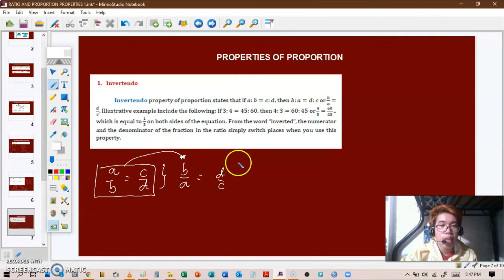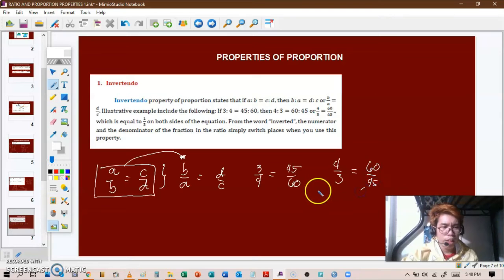Okay, so for an example, we have here 3 is to 4 is equal to 45 over 60. And therefore, if we invert it, 4 over 3 is equal to 60 over 45. And if we want to write it as a ratio using the double dots, this can be written as 4 is to 3 is equal to 60 is to 45.